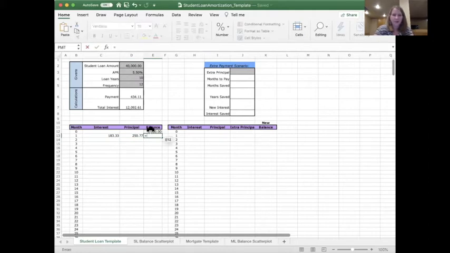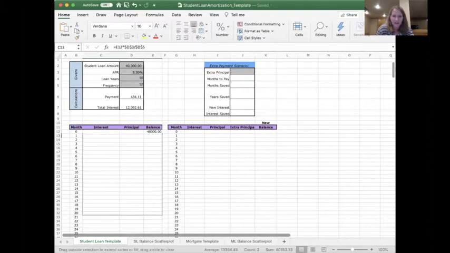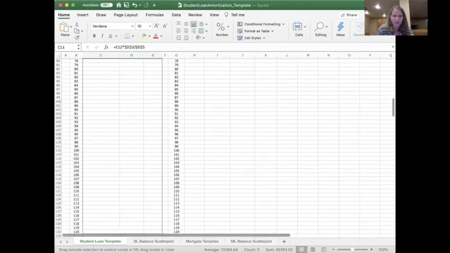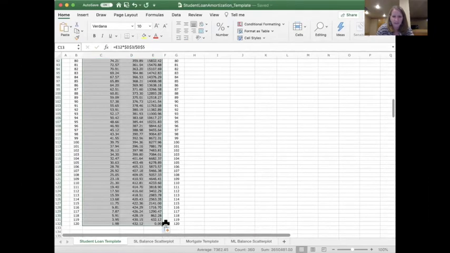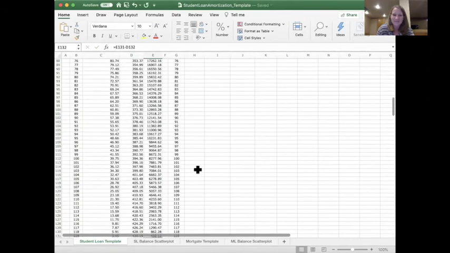And then to find our new balance, we take our balance from the previous month and we subtract the principal amount. Once we get those three filled in, we will highlight them and grab the little box and fill it all the way down to 120 months. And see that we end up with a 0.